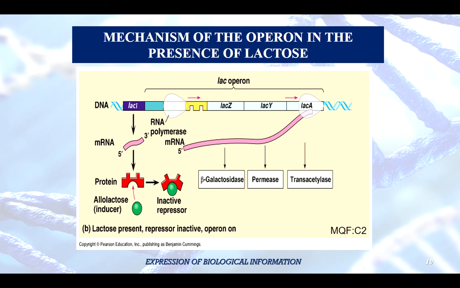The mRNA is translated into three structural enzymes. Beta-galactosidase catalyzes the hydrolysis of lactose into glucose and galactose. Permease catalyzes the transport of lactose into E. coli. And transacetylase catalyzes the transfer of an acetyl group from acetyl-CoA to beta-galactosides.